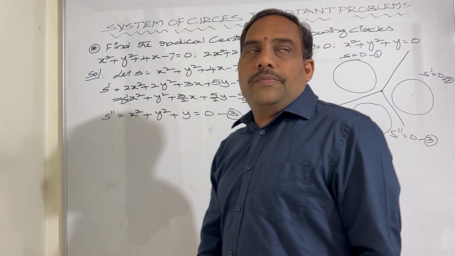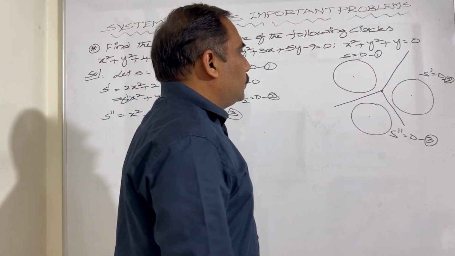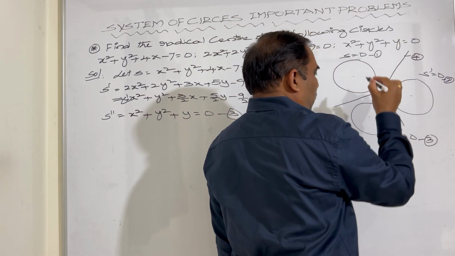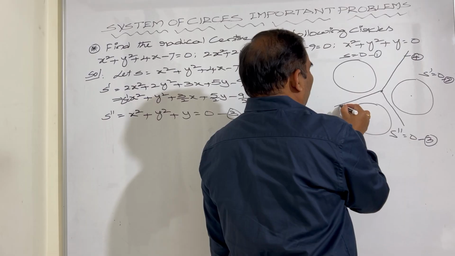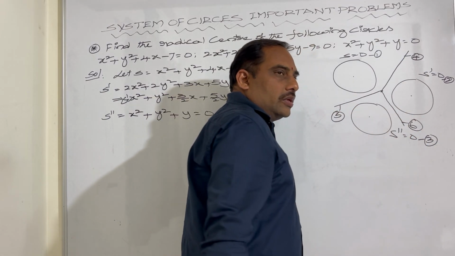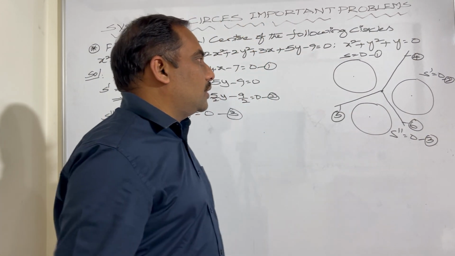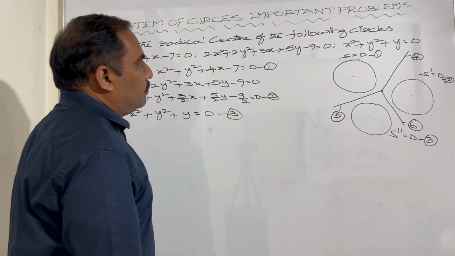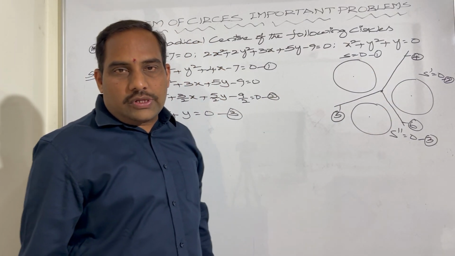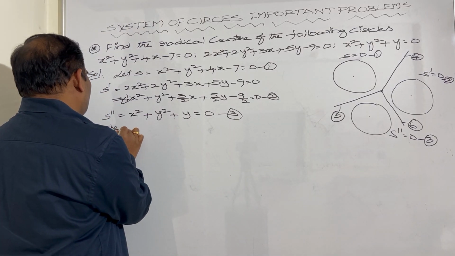So after finding the radical axis of three circles, this is the fourth equation, suppose radical axis, either fifth equation or you can take sixth equation. That means you have to find the radical axis of any two set of circles. Now what I am doing is finding the radical axis of circles 1 and 2.